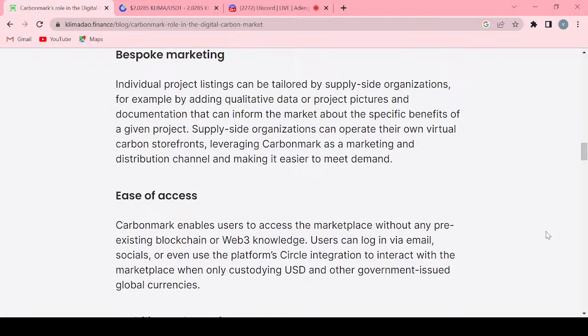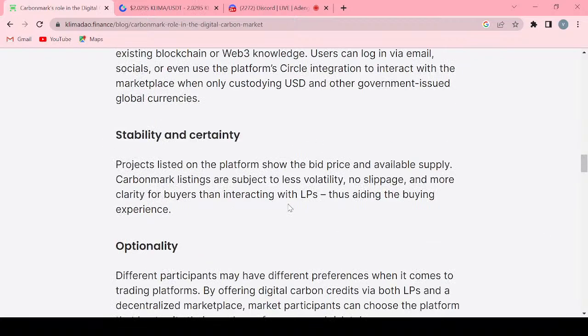Okay, and also you can easily connect your marketplace account with the social media accounts you are using. It doesn't need a wallet like MetaMask, nothing is needed. So you can just use your already existing social media accounts to purchase the marketplace materials from the carbon mark. So, stability and certainty.